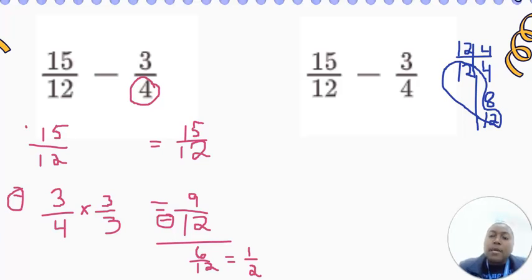So I want you to go ahead and work this out using the strategy that we did on the left, which is our next step. We have to find our equivalent fractions, then we subtract.